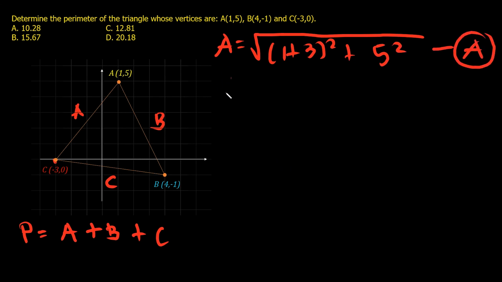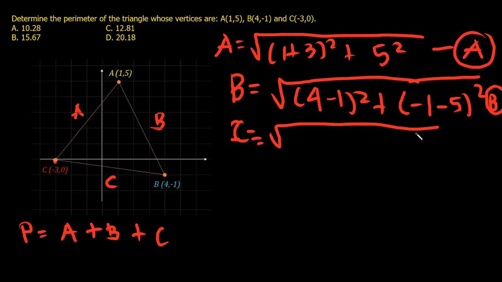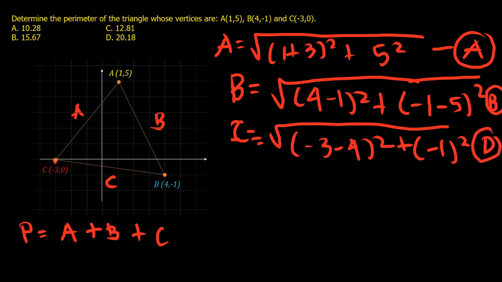Then, what is B? What is B? Square root of 4 minus 1 squared plus negative 1 minus 5 squared. Paki-shift store sa B. Tapos letter C. You have square root of negative 3 minus 4 squared plus negative 1 squared. Paki-shift store sa C. Okay, so, calculate na ta.